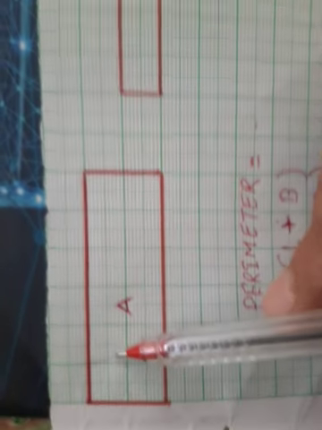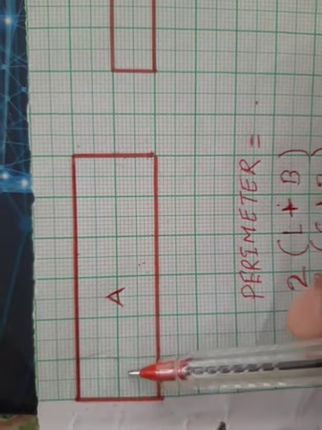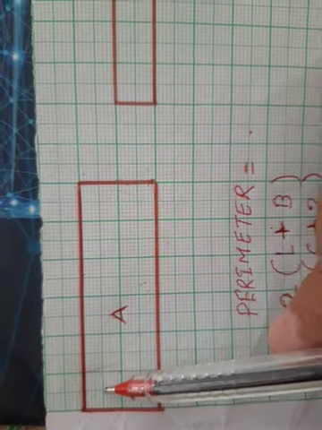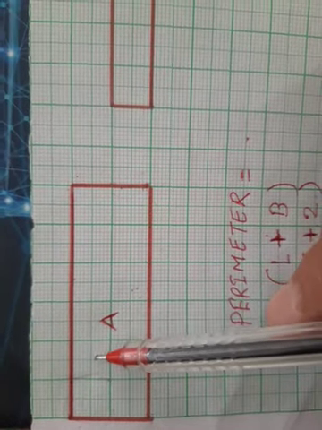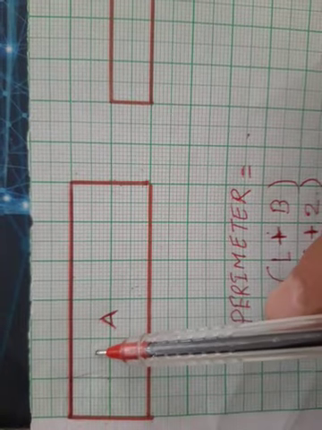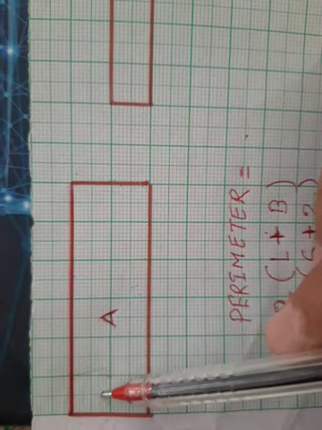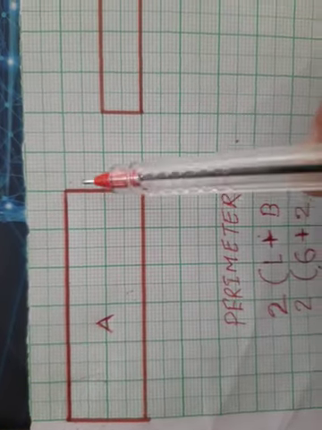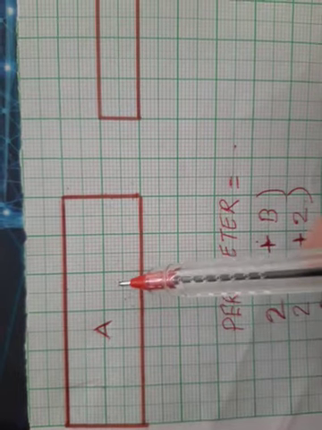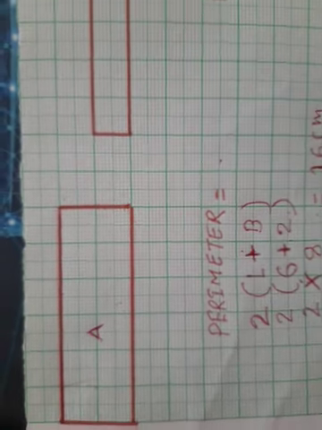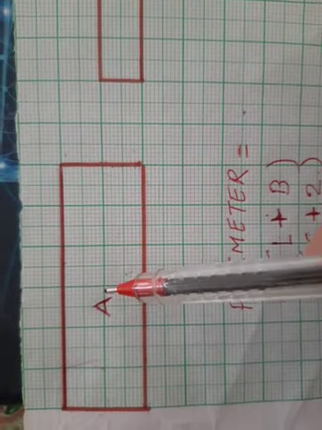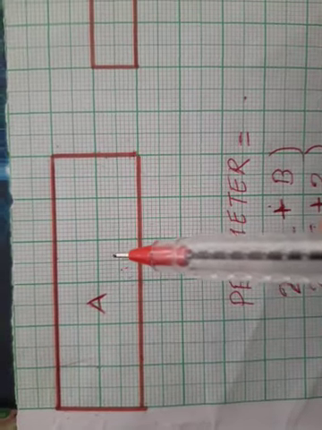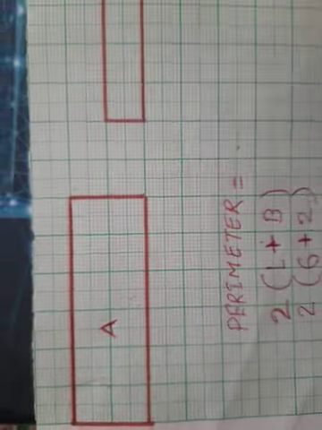So 1 centimeter multiplied by 1 centimeter will be 1 centimeter square. So here are other squares. The area of one square will be 1 centimeter square. So we will calculate the total number of squares. Here the total number of squares will be 1, 2, 3, 4, 5, 6, 7, 8, 9, 10, 11, 12. Here the total number of squares is 12. So the area of this rectangle A is equal to 12 centimeter square.